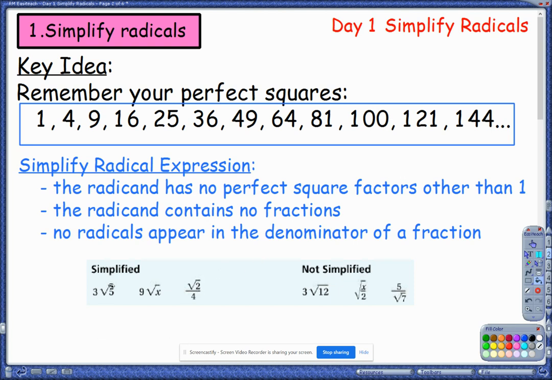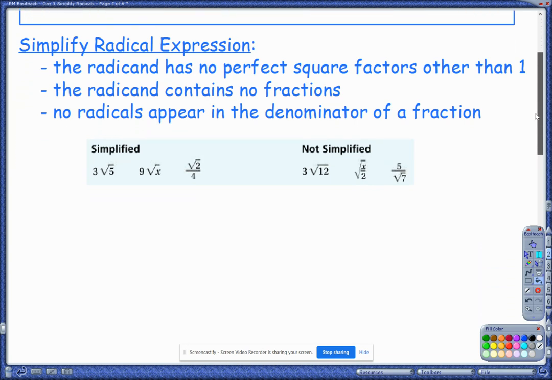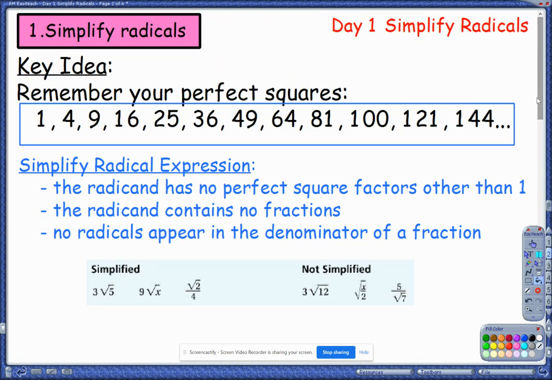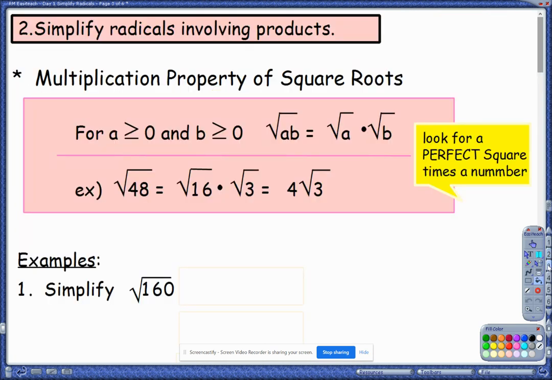So, for example, this one is simplified, this one is simplified, and the third one is simplified. However, radical 12 can be simplified further. The second one has a fraction, and the last one has a radical in the denominator, which you cannot have. So let's try simplifying some radicals.